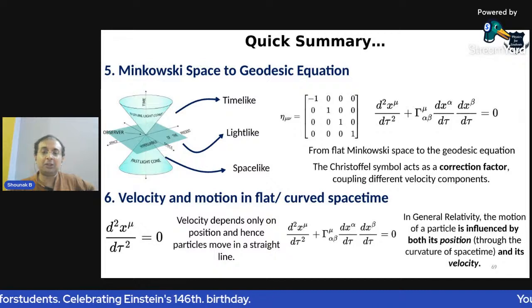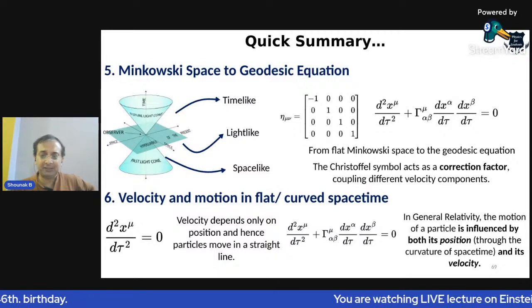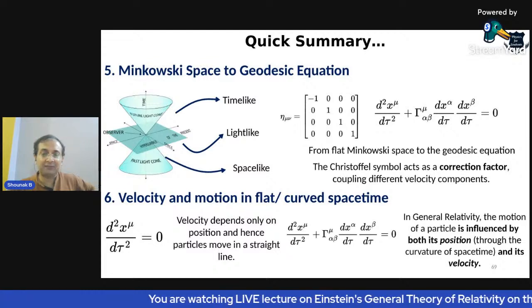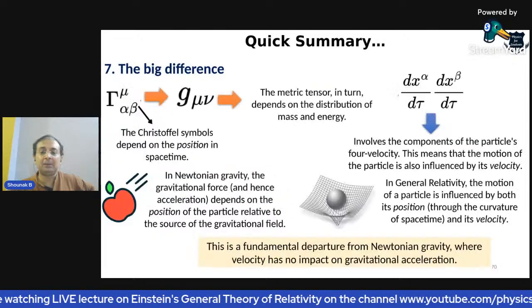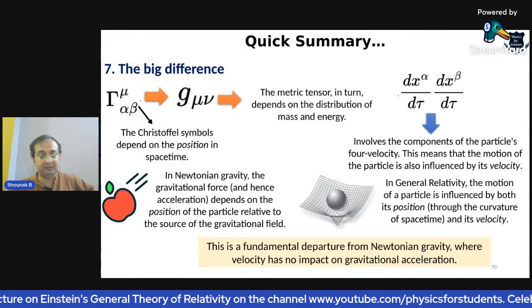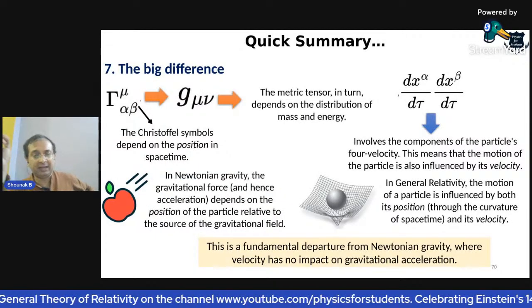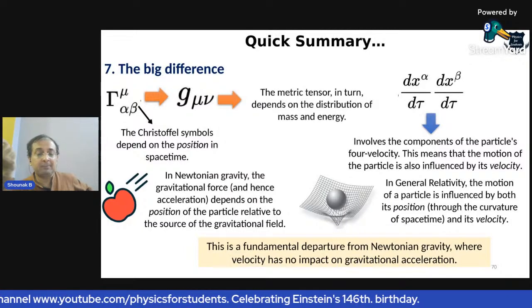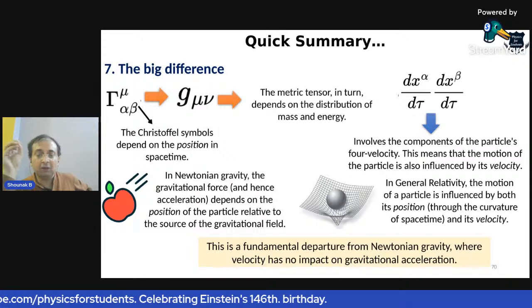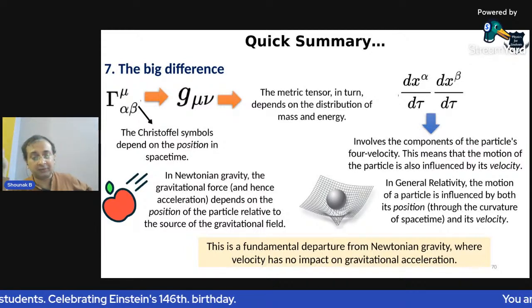Then we found out what is called the Minkowski space-time, which is flat space. And then we found how velocity and motion work in flat space-time and how it happens in curved space-time. And then we learned the most important thing. This is the big difference. Please don't forget, the Christoffel symbols are calculated from the metric tensor. Remember that the term involves the components of the particle's velocity.